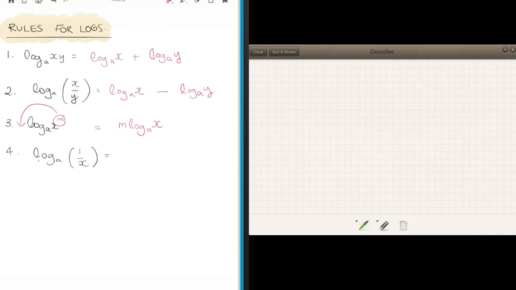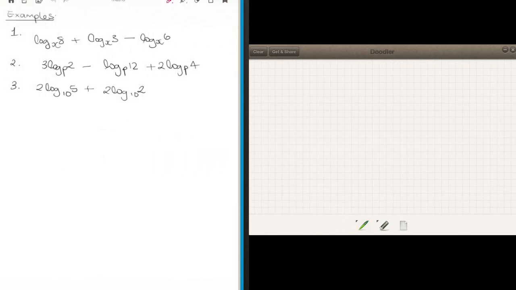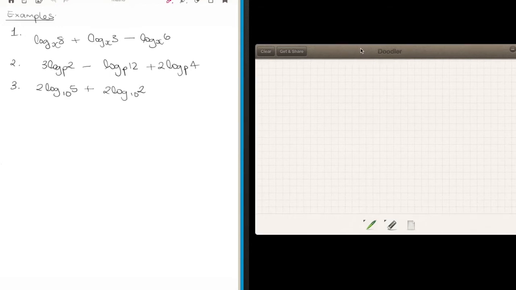So the fourth situation is log of base a in brackets 1 divided by x. This can be written as minus log a x. So these are the main 4 rules. Actually, these are the main 3 rules, and this is just a good to know fact. Okay, so now let's go on to the examples, and I'll be solving that here.